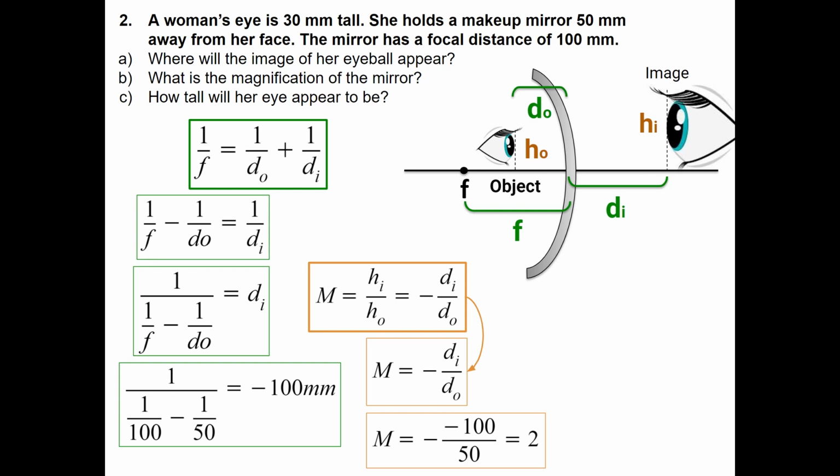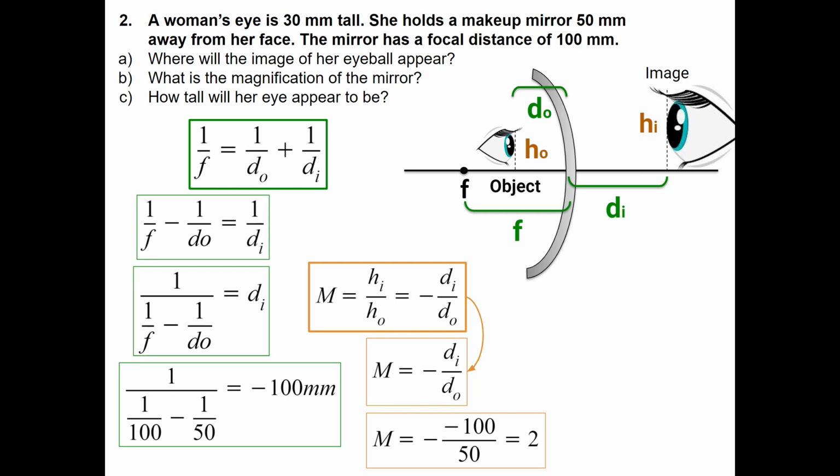And the positive makes sense because we didn't flip the eyeball upside down. And 2 makes sense because that's greater than 1, so it means our image got larger. And in fact, this means it got larger by a factor of 2, so it's twice as big. That image of the eyeball is twice the size of the real eyeball. So now the last part. How tall will her eyeball appear to be when she looks at it in the mirror?